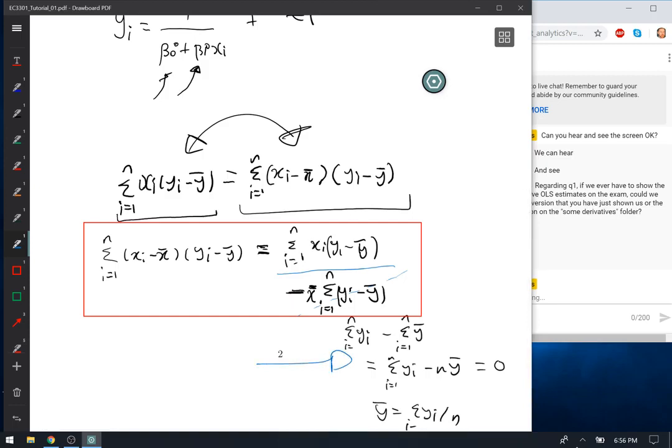That's the only bit, that last bit, and of course the same thing holds for the xi squared bit as well. Okay, so hopefully that answers that. We've seen that trick a few times now.